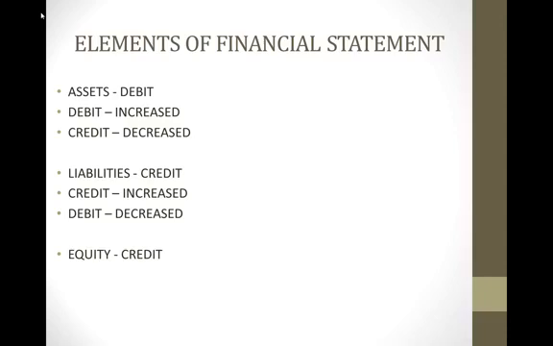Equity. Equity has a normal balance of credit like liabilities. And these three elements of financial statement will be shown in the financial statement. What type of financial statement? The balance sheet, or statement of financial position. Now, let's proceed to equity. Equity has a credit balance, but the equity may increase or decrease by debiting or crediting.